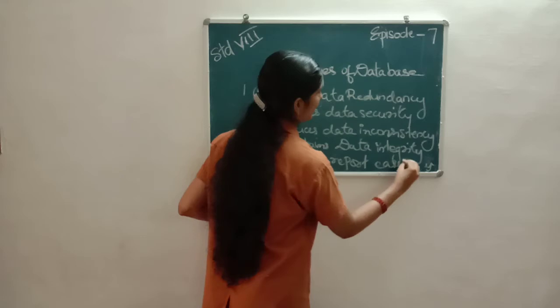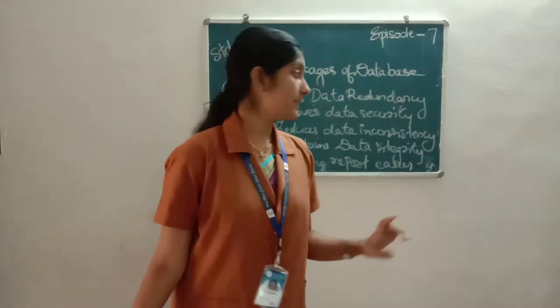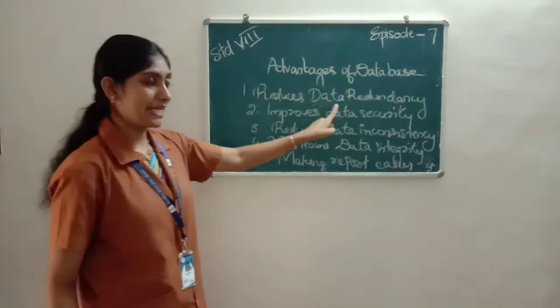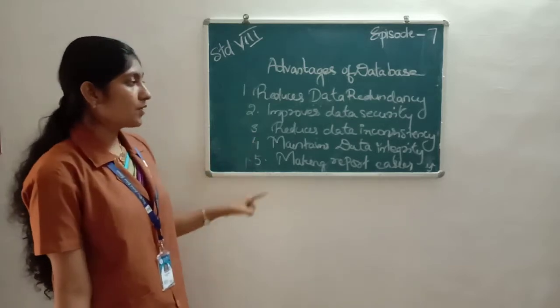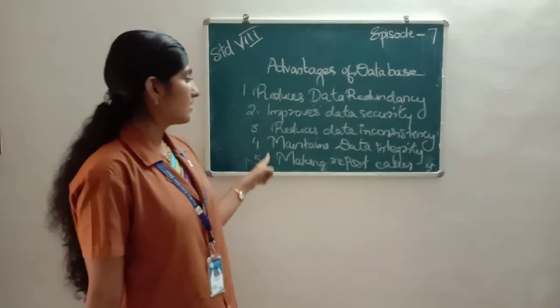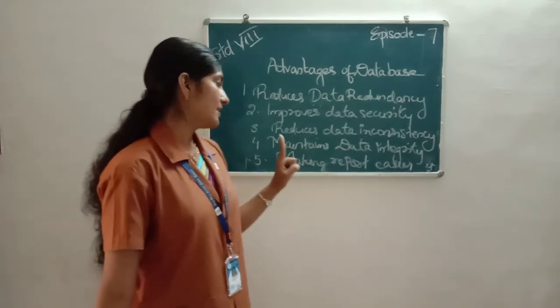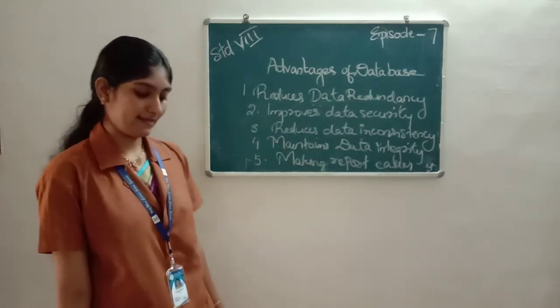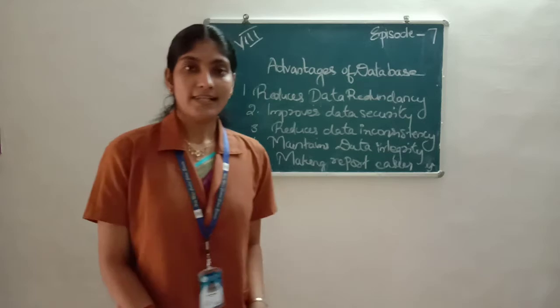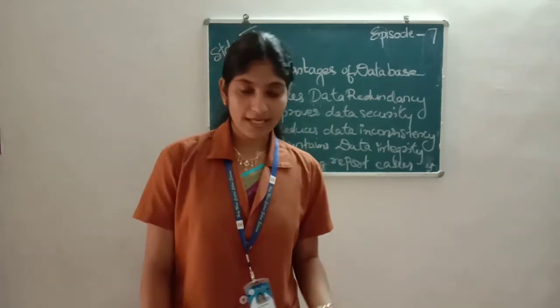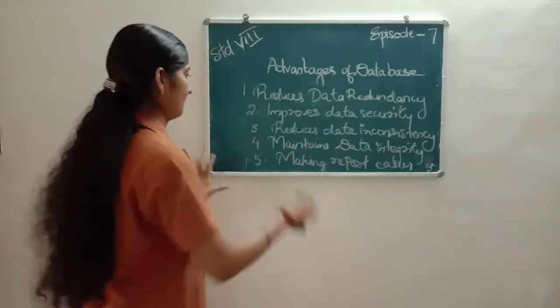So what are the five advantages? First, reduces data redundancy, improves data security, reduces data inconsistency, maintains data integrity, and makes reporting easier. So let's move to another topic, that is Microsoft Office Access 2007.